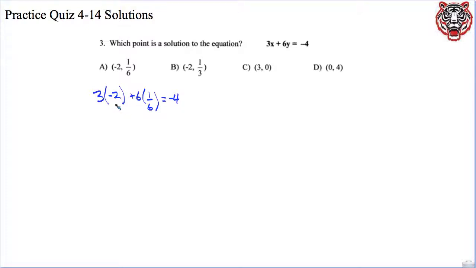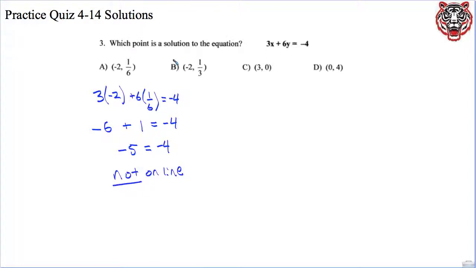So 3 times -2, shout it out. -6. Can I get more participation, please? Plus, and then 6 divided by 6. Someone new? 1. There it is. Thank you for participating. That should equal -4, and I have -5 is equal to -4. Thank you. I like the participation, even though it's kind of funny. This is not on the line.